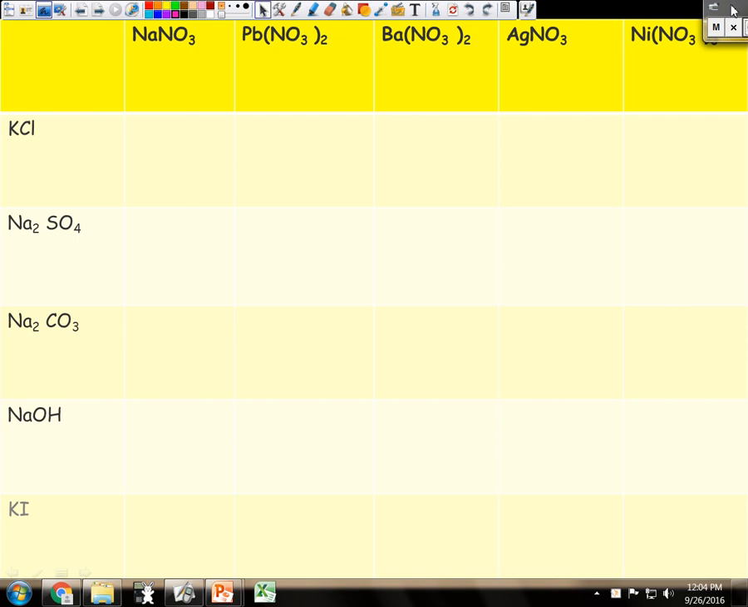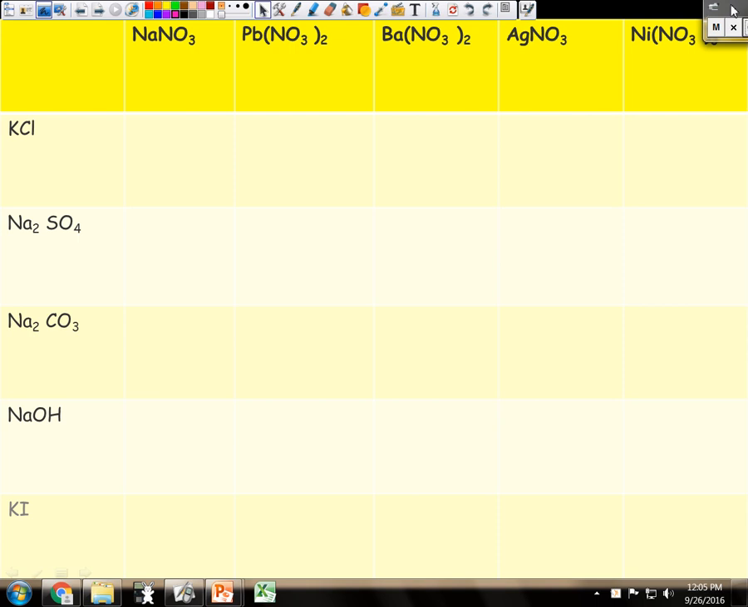We're going to pretend that the top row of solutions. Now, when I say solutions, what state would that be? Aqueous. And what's in an aqueous solution? Ions, and water. So all of those are ions, and we're going to pour them into all the vertical solutions. So what we're going to try to do is take beaker A and beaker B, pour them together and see if a solid will precipitate out.